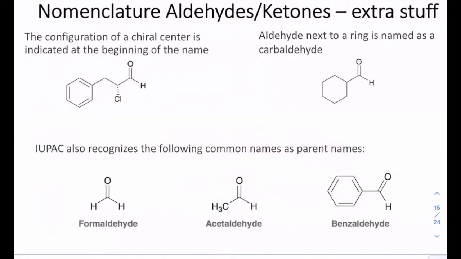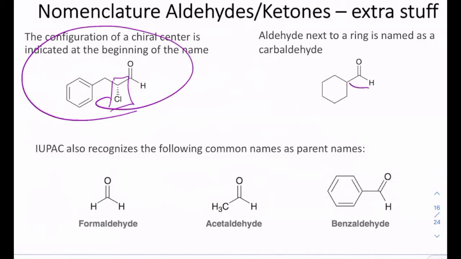Just a couple extra things about ketones and aldehydes. This is stereochemistry, and we'll get to that in chapter 5. An aldehyde that is a substituent is going to be called carbaldehyde. The way that I remember that is it's an aldehyde, and the parent chain does not include the carbon of the carbonyl, and so we're going to add carb, meaning there's an extra carbon in that.